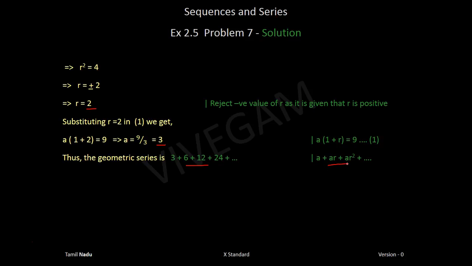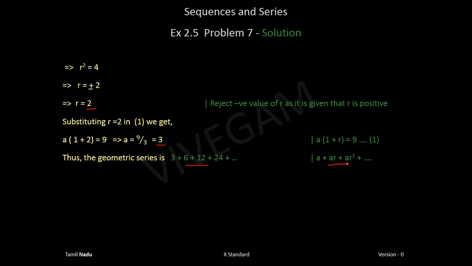Okay. So let me repeat the key points. All you need to do is assume A to be the first term and R the common ratio, and write the four terms. That is T1 equal to A, T2 equal to AR, T3 equal to AR squared, T4 is AR cubed. Okay. Then substitute these values into whatever condition is given.